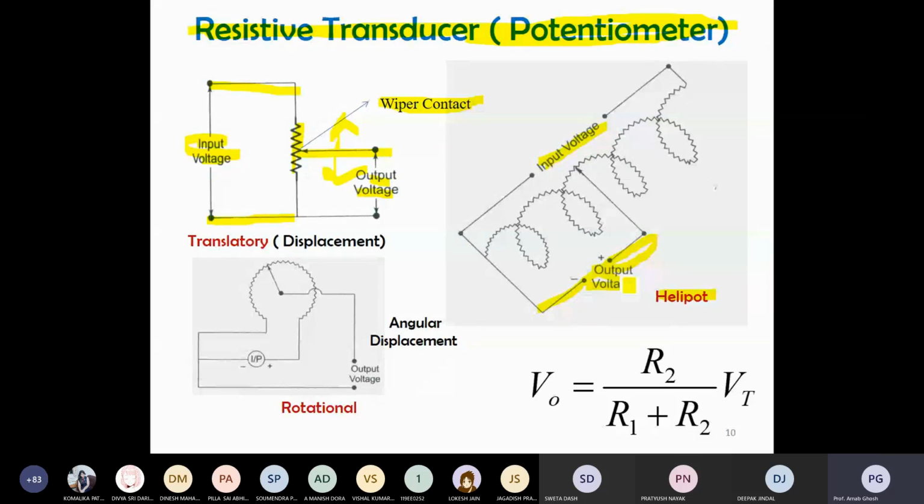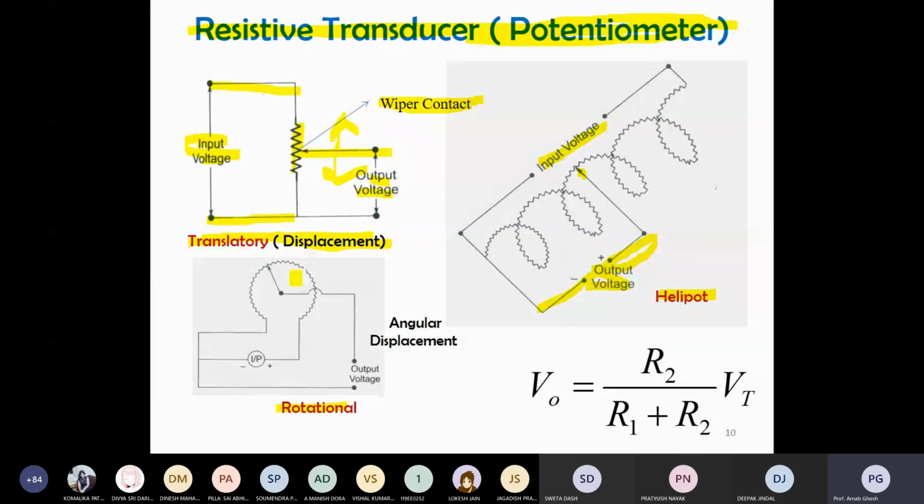If you rotate the slider, the pointer will change from beginning to end, and the output voltage is also changed. So there is translatory displacement, and there is rotational displacement. These are different concepts. The first one is translatory, which means linear, and it looks like a rheostat. Only the displacement of the wiper, or slider, changes the output voltage.